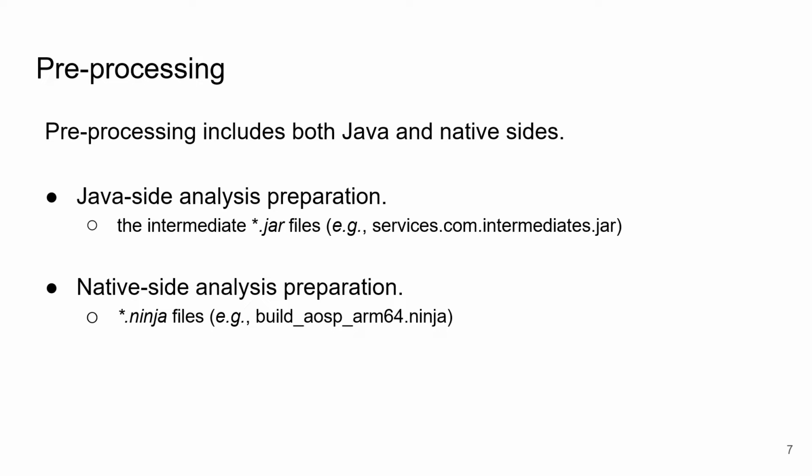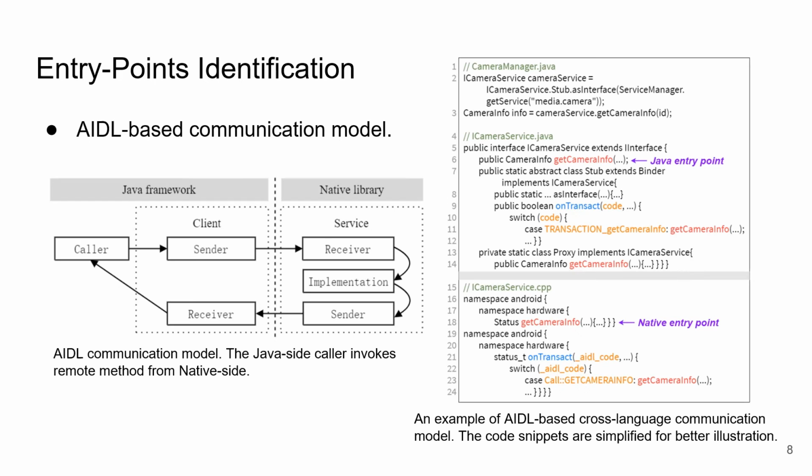Our preprocessing includes both the Java and the native side. The Java side preparation collects intermediate Java files. Such files are generated during the compilation, and the files are the input of the Java analyzer. The native side preparation collects files that consist of Clang compilation commands, which can be the input of the native analyzer. As for the entry point identification, there are AIDL-based and JNI-based communications.